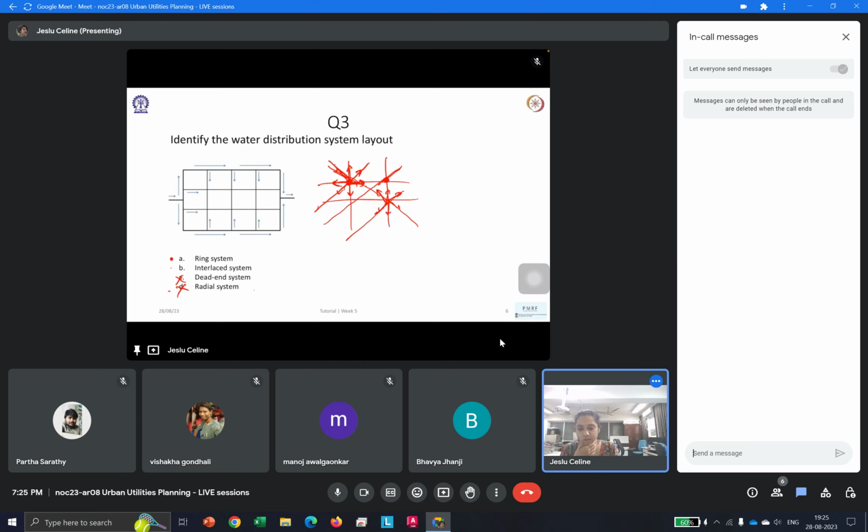Now dead end system, I guess all of you agreed that this is not a dead end system. So that's already understood. You have something and then it just keeps branching out, and finally there is a dead end. So the advantage of this system is that you can keep increasing it because it's a dead end. You can put another connection and increase it from here, provided you have those facilities. But in case there is something, like for instance some obstruction, then you cannot increase it any further, and that becomes a bit difficult. What is one major disadvantage of dead end system?